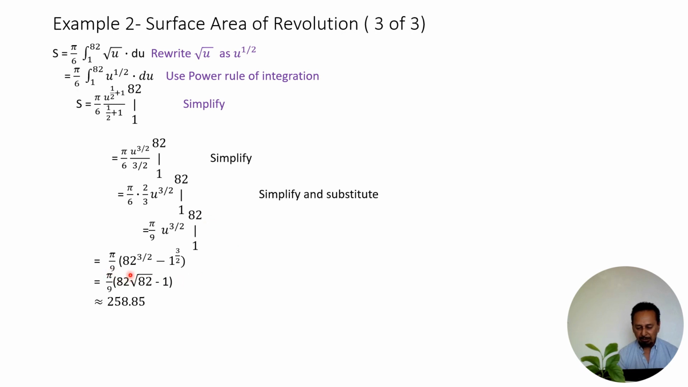We have pi over 9 times 82 to the 3/2 minus, substitute 1, 1 to the 3/2. 1 to the 3/2 is 1. And again, 3/2 means 1 and 1/2, so you have pi over 9 times 82 square root of 82 minus 1. Okay, so this is the answer, and it goes in the radical sign. But if it doesn't say so, you can put it on the calculator, round to two decimal places, and try this answer. That's the end of this video.